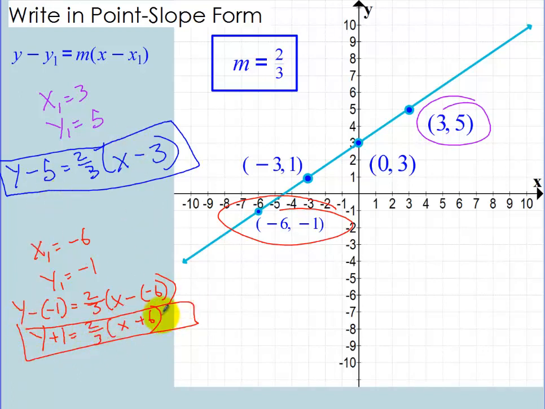Note, these are two different equations. They look different, but they are both equations for this line here. They both work out. So there's not just one equation that'll work. There's an infinite number, because any point on the graph would work for this equation.